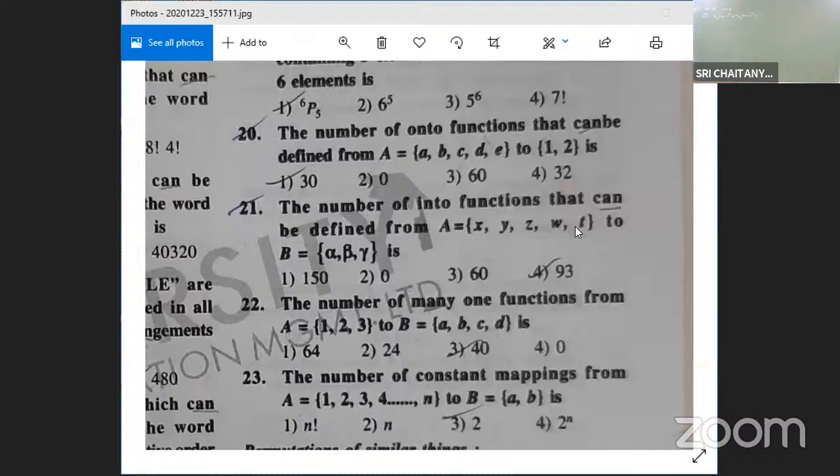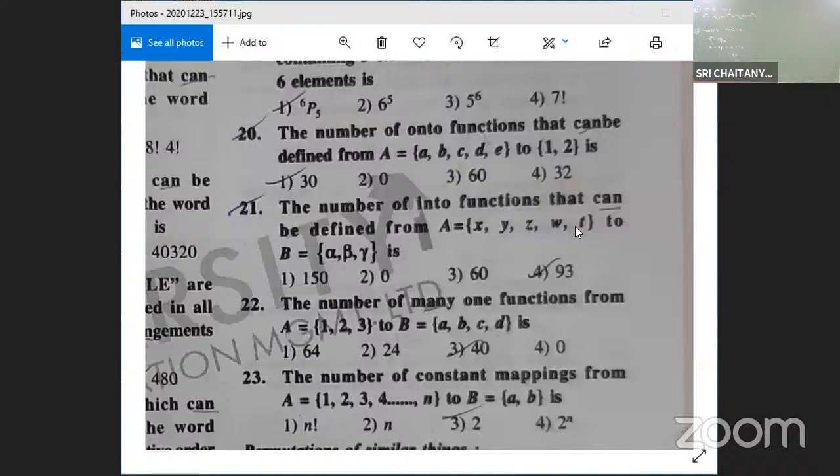Right? Now, next problem. Observe the 22nd one on the screen. For the number of many one functions, n of A consists of only 3 elements and n of B is equal to only 4 elements. Right? The total number of many one functions is equal to n to the power of m minus npm. Using this, we get the answer: 4 cube minus 4p3. 4 cube is 64 minus 4p3, which is 4 into 3 into 2, which is equal to 24, so the answer is 40.